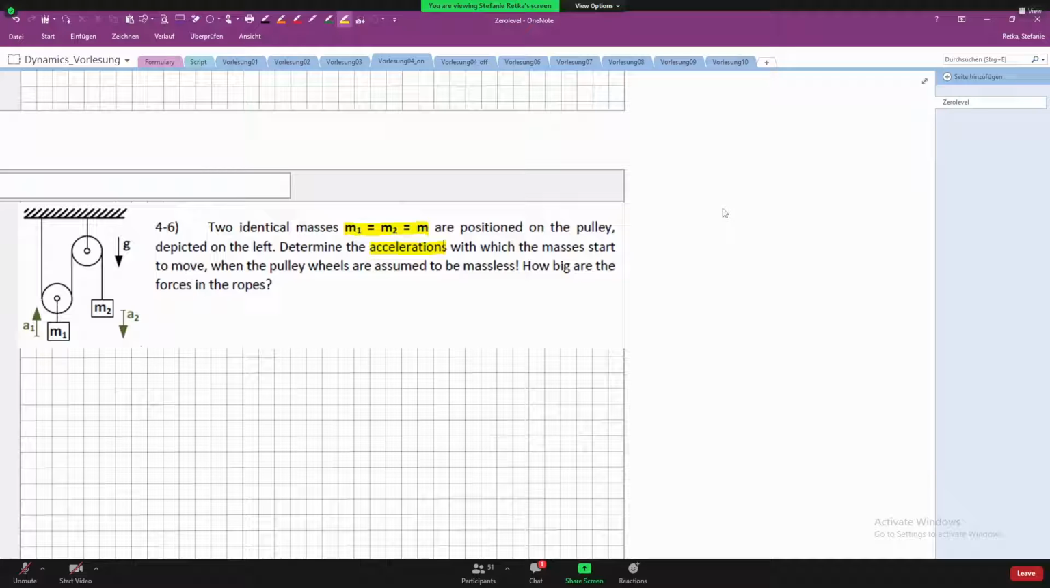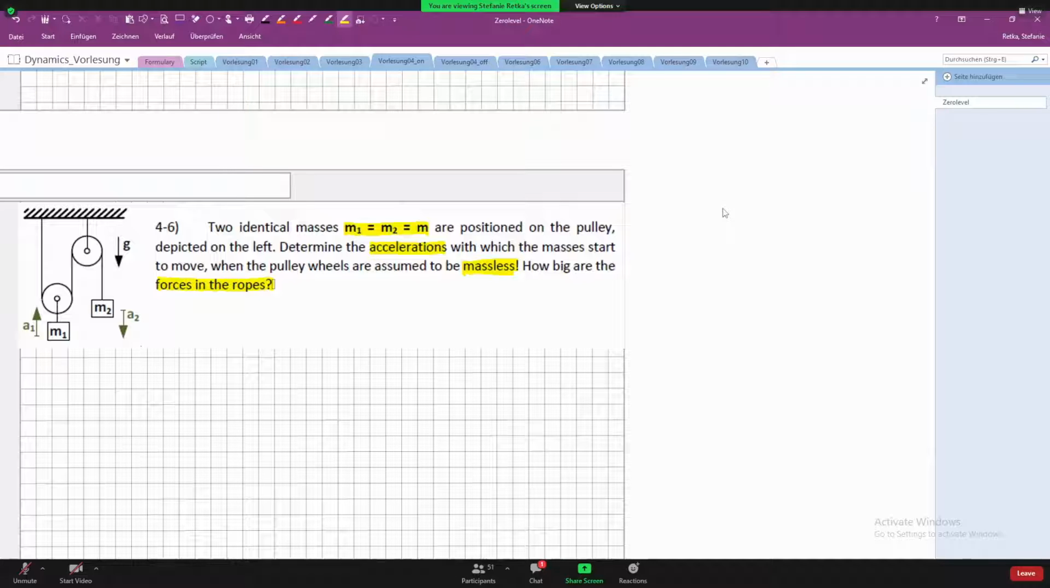The system, probably mass M2, is released, and then the system starts to move. The mass M2 moves downwards, as depicted. And the pulley wheels themselves are assumed to be massless. So that simplifies our problem for the start. And we have to find the rope forces as well. So what do we have to do? Of course, again, we have to start with our free body diagram. One free body diagram for every object, every mass, every system, subsystem.